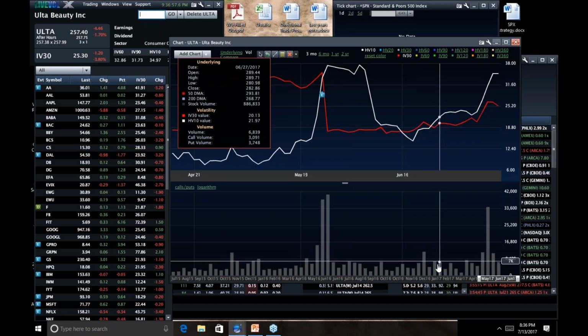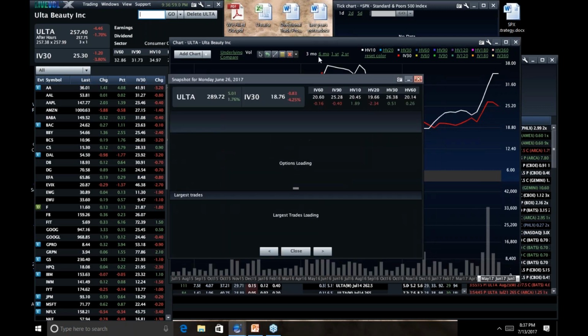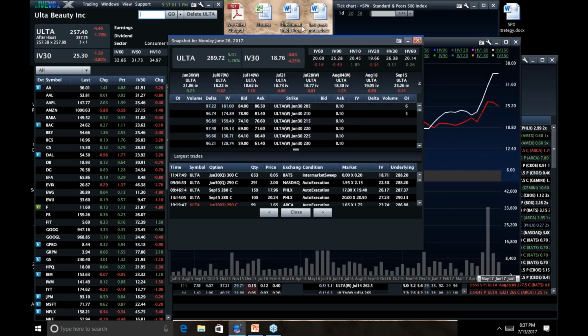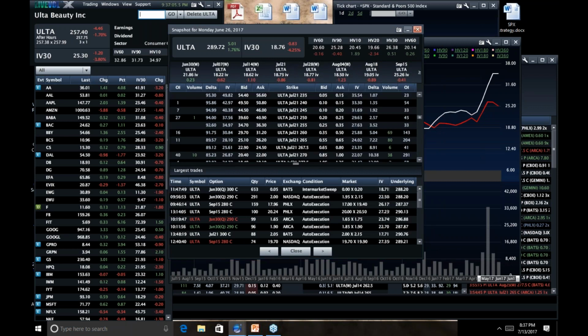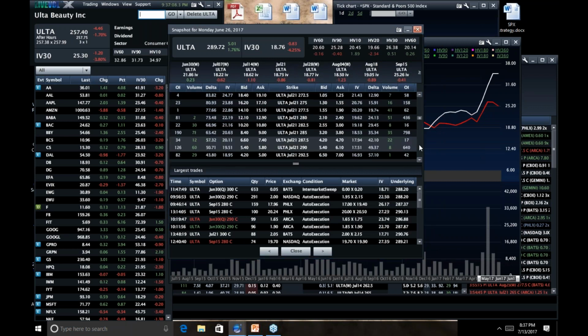Let's take a look at what the straddle looked like. Let's take a look at the July straddle. So we're talking pretty well out. I could have bought the July straddle when this thing was trading 290 for, let's call it, $11. How do you think that paid out?